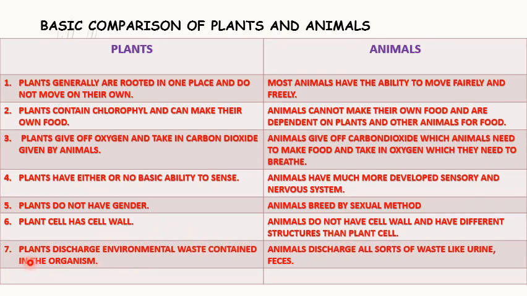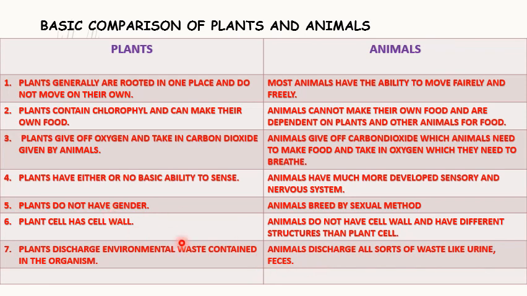Yes, number 7 says plants discharge environmental waste contained in the organism. Yes, it discharges environmental waste. When the plant dies, the waste it releases is useful to animals. It's useful because when the plant dies, it turns into manure that will help to grow other plants for animal use. But animals discharge all sorts of waste like urine and feces. Yes, plants need our discharge too. They need our discharge to grow.